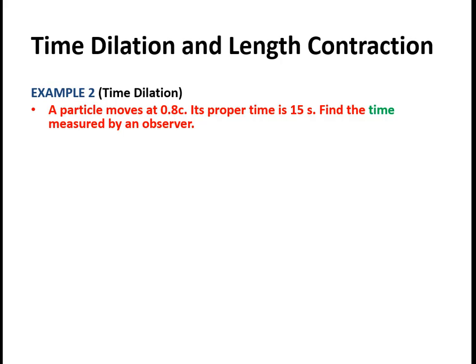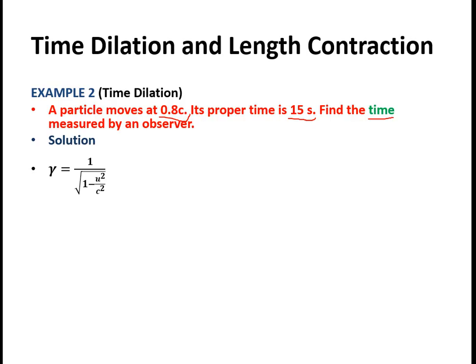We are still going on to example 2, time dilation. This other example says a particle moves at 0.8 c. That's the velocity of the particle. Its proper time is 15 seconds. Find the time measured by the observer. So we have the velocity of the particle given, and we have the proper time, which is t naught. We are to find the time of the observer. We are still going to use the same equation as before.